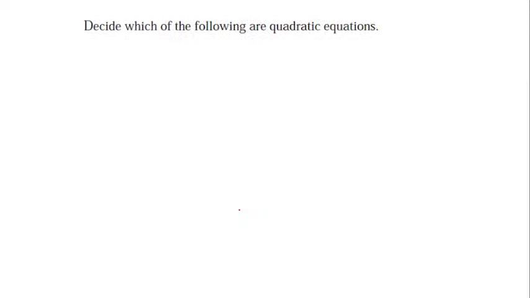Now the question is, can we identify whether a given equation is a quadratic equation or not? So to check that, this is the question. Decide which of the following are quadratic equations. So first is x square plus 5x minus 2. So we can compare this with the standard form ax square plus bx plus c is equal to 0.